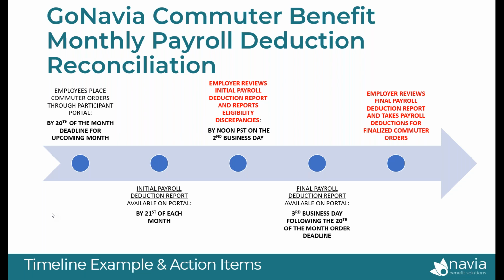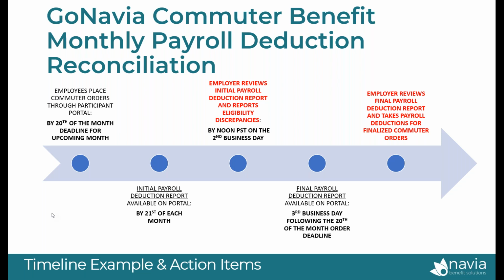Another important aspect of the commuter monthly ordering process is plan funding. So the final payroll deduction report is going to serve as your invoice for plan funding. So upon issuance of the report, Navia will initiate a direct debit from your company's bank account for the total of the orders placed that benefit month. A detailed overview of the payroll deduction reports will be covered in the reporting section of this tutorial.